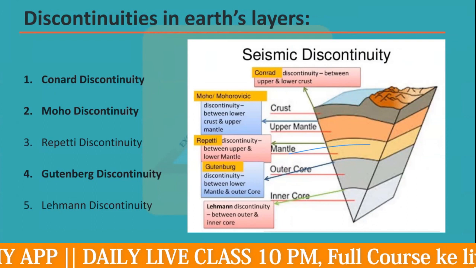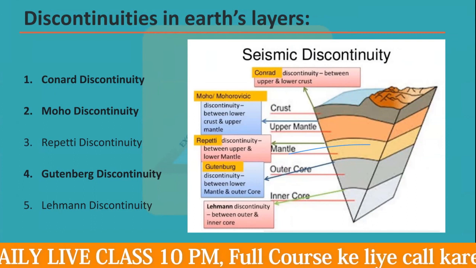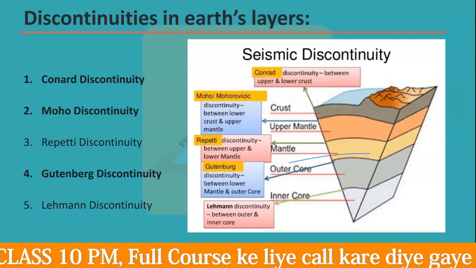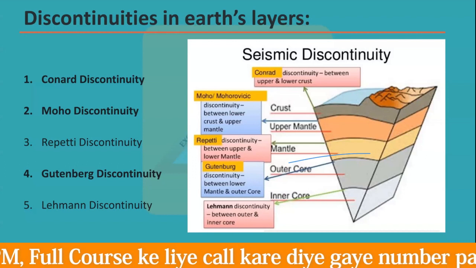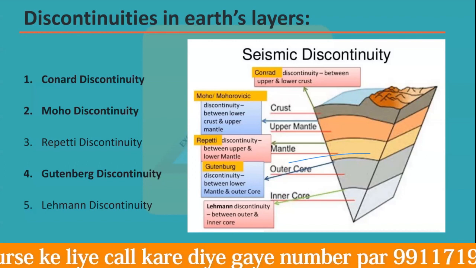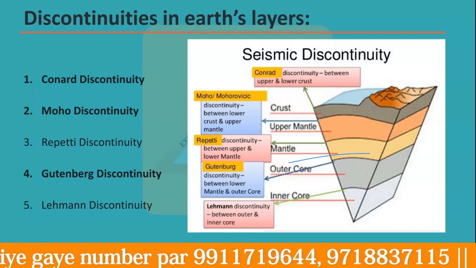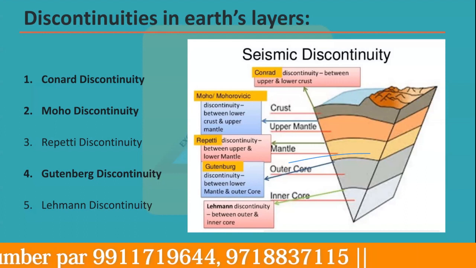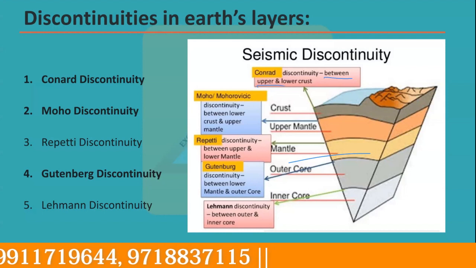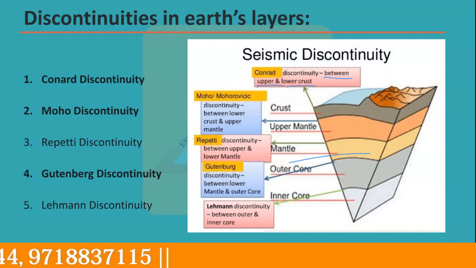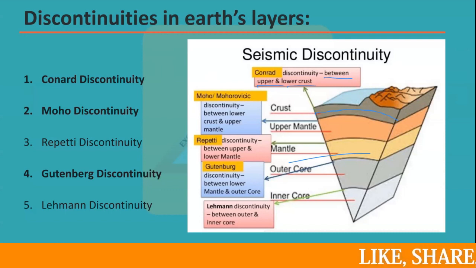So there are a total of 5 different discontinuities you can find in the whole earth. The very first discontinuity you can see here is the Conrad discontinuity. What is the Conrad discontinuity? This Conrad discontinuity is between the upper and lower crust. So that particular layer which is differentiating the upper crust and lower crust is the Conrad discontinuity.